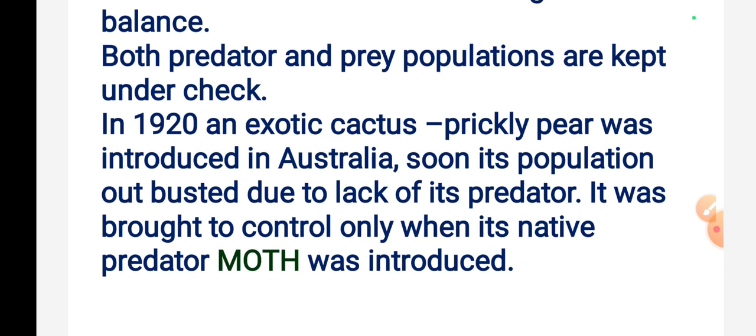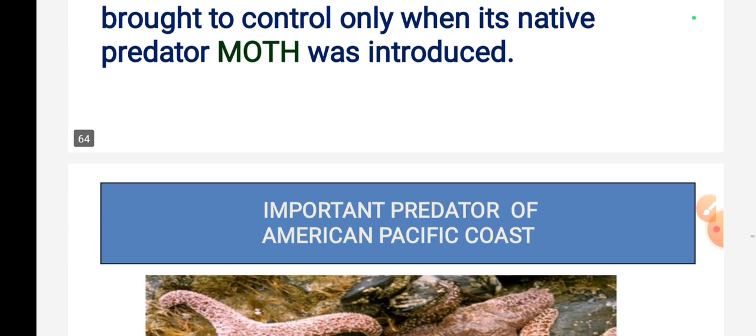In 1920, an exotic cactus, prickly pear, was introduced in Australia. Soon its population exploded due to lack of its predator. It was brought under control only when its native predator, the moth, was introduced.